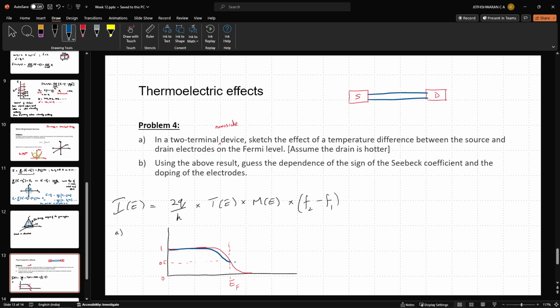That would imply I cannot curve it too sharply. So what I'm going to do is this. I have to draw this on top of this and decrease the curvature of this thing. So I'm going to say blue is the source Fermi function, and the red one is the drain Fermi function.